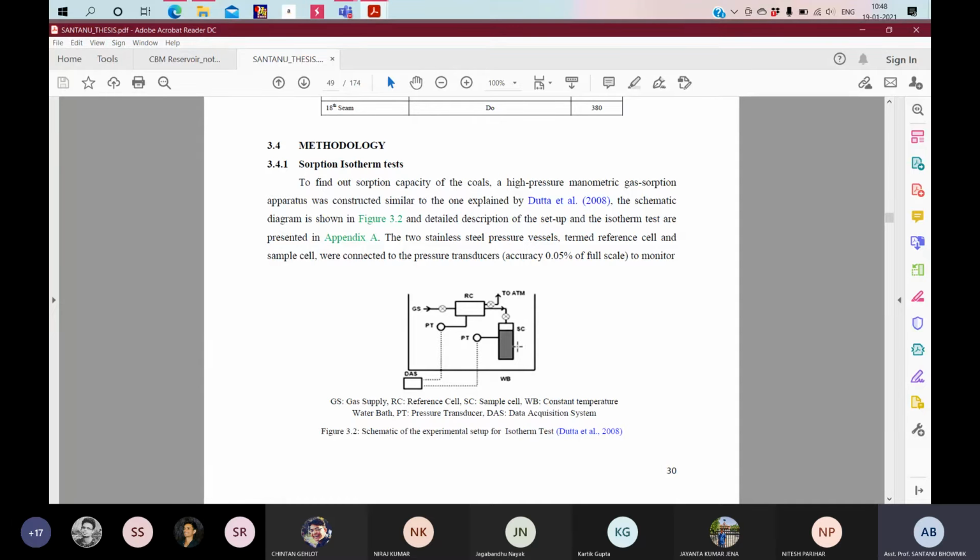Then what we are going to do, the two volumes are going to be connected with some valves and switches, so that we can allow or take out the gases from there. The GS is the gas cylinder, PT are the pressure transducers to record the pressure, and these two pressure transducers are going to be connected by the data acquisition system with the help of some software, and the results are going to come onto the desktop.